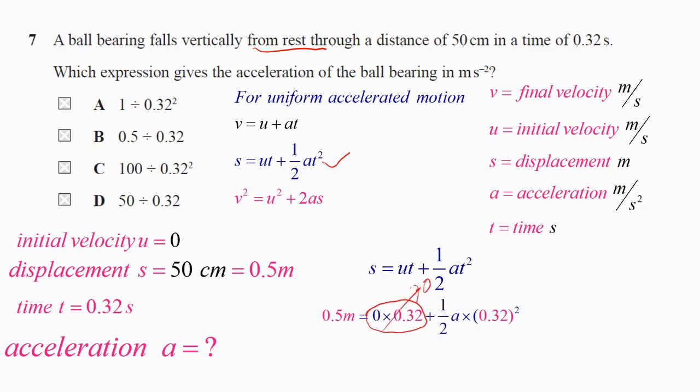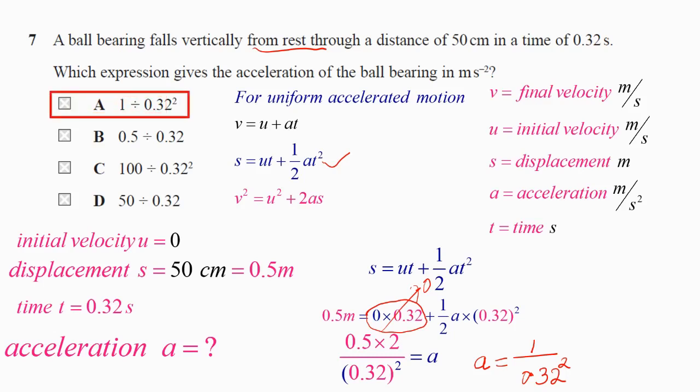Then we have to multiply 0.5 into 2 divided by t square, that is 0.32 all square, which is equal to acceleration. We know that 0.5 into 2 is 1. So the value of acceleration is equal to 1 divided by 0.32 square. So what about the correct option? A is the correct option, that is 1 divided by 0.32 all square, right?